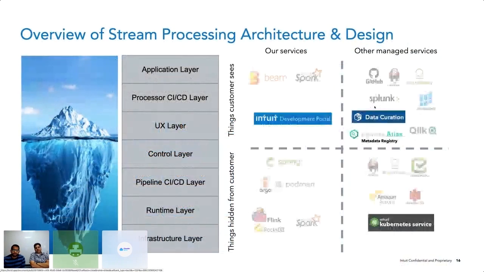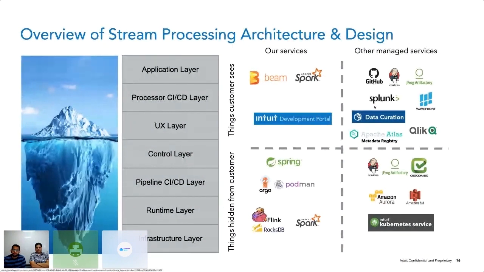The main offerings of our platform are Beam on top of Flink and Spark, both in Java and Python. Our platform is entirely built on AWS, and we use Kubernetes for our deployment.